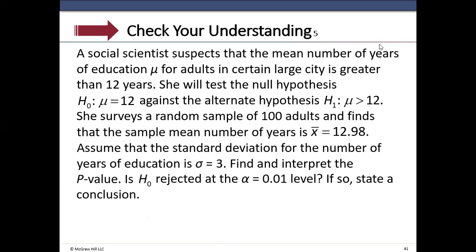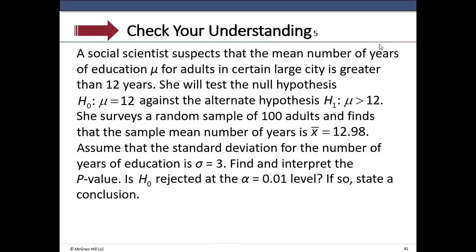Then we will do stat, test, and again select z-test because we know the population standard deviation. Input should be flashing on stats. Mu 0 is the value in the null hypothesis, which is 12. Sigma, the population standard deviation, is 3. X bar, the sample mean, is 12.98. Okay. And N, the sample size, is 100. And the alternate is greater than mu 0. We go down to calculate and hit enter.